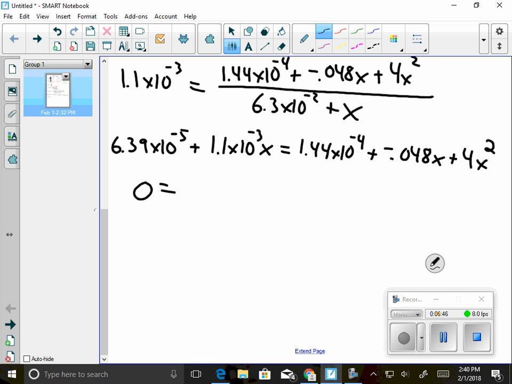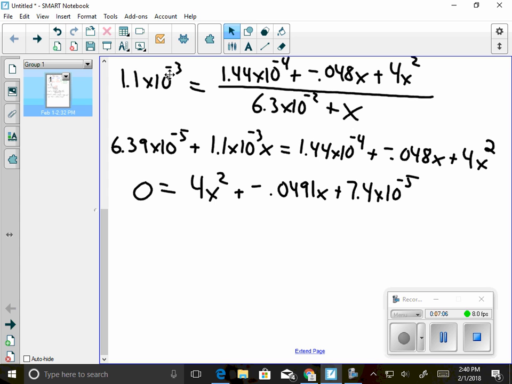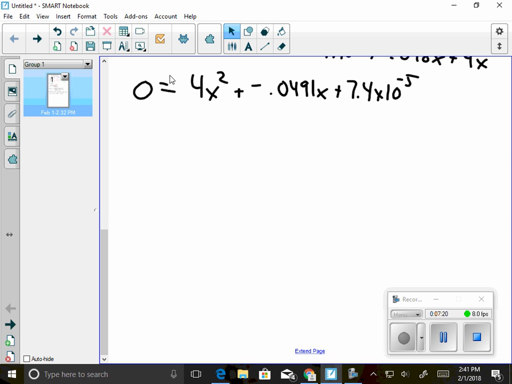So 0 will equal, and I'll just change the order of this then, 4x squared plus a negative 0.0491x plus 7.4 times 10 to the negative fifth. Hopefully you're taught in a math class if there's an easy way then to separate these out into an x plus something and another x plus something you could solve from there. I'll tell you right now, this one is not an easy one to solve. And if you can't factor out, there's only one other way to solve for x.